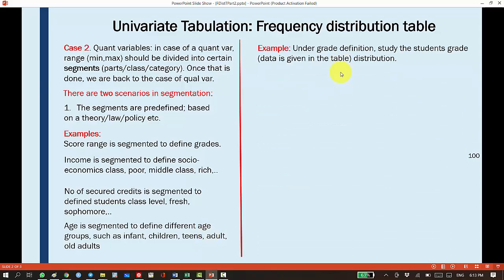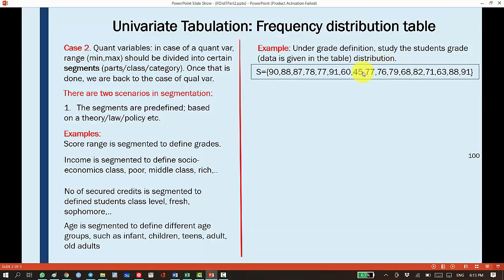For example, consider the score of students given in this table and study their grade and score distribution. Here you see we have the score of a number of students. In order to study their distribution, what we do is, first of all, we sort the scores from the largest to the smallest, or vice versa, doesn't matter. Then we use the definition of different grades, starting from F, D, C, B, or A, to categorize, study the distribution of the grade of these students.